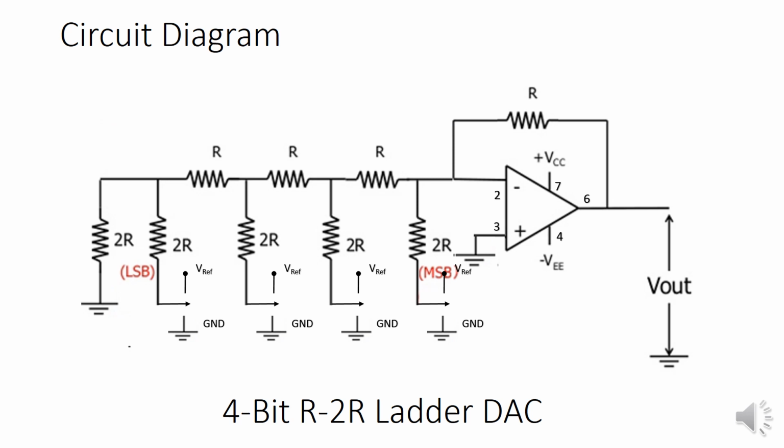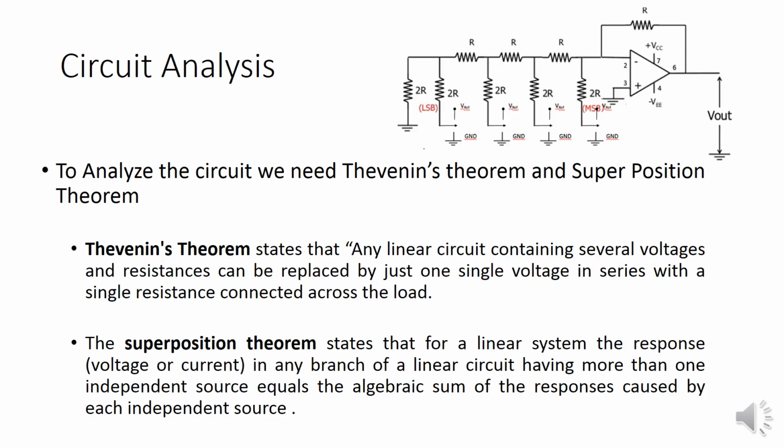Here we are using R for RF, which gives the gain 1. You can choose any value of R to get required step size. Next, coming to circuit analysis. Here this is the circuit as we discussed earlier.